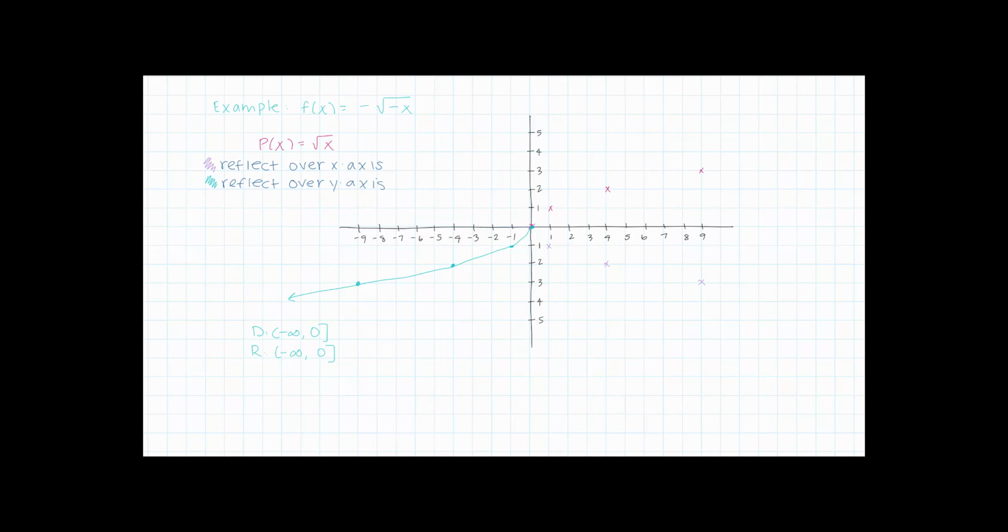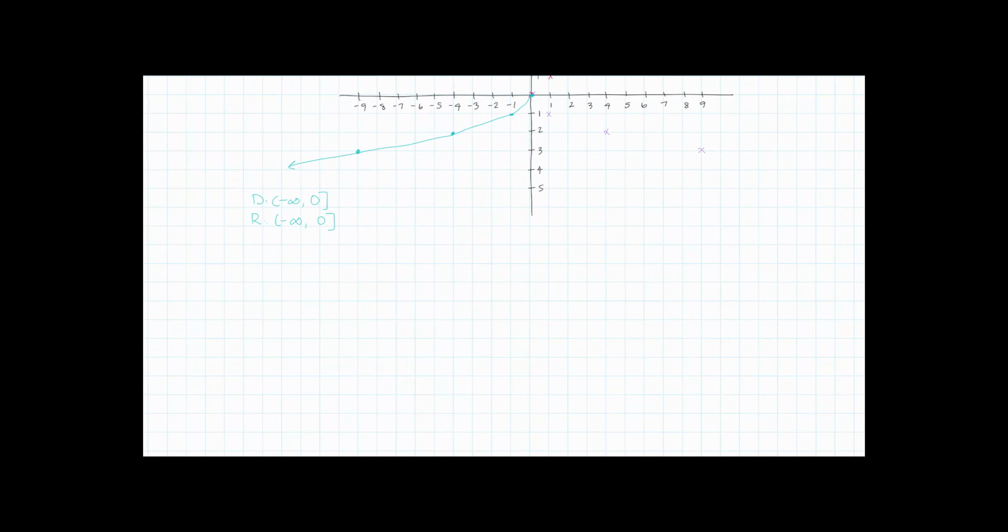The order doesn't matter on which reflection you do first. You could have reflected across the y-axis and then over the x-axis, but as long as you reflect before you shift, that's all that's important. So I'll just write that here: reflection order doesn't matter. We just need to reflect first, then shift.